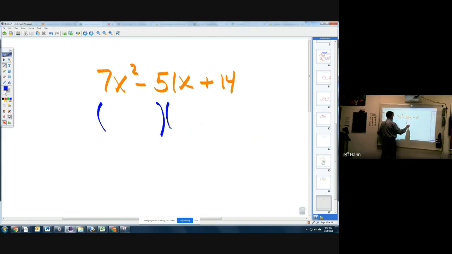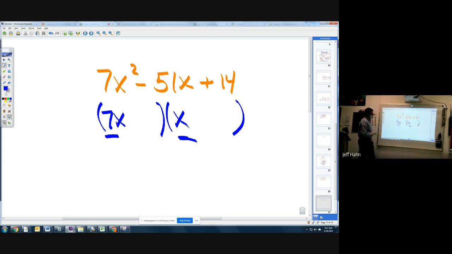The nice thing is this. What is my only combination that gives me 7x squared? Charles? 7x and x. Okay. And then don't forget, ladies and gentlemen, whatever number you put over here is going to get multiplied by this 7, which is going to make it a pretty large number right away. But the good thing is I need a 51.